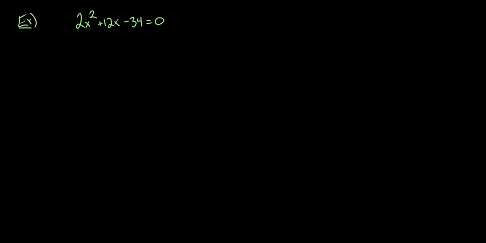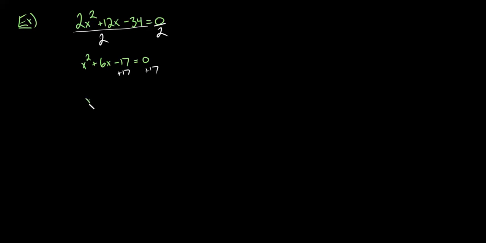So what we need to do is to divide everything, each side, through by our leading coefficient. So I'm going to divide each side by our leading coefficient of 2. And what that would end up getting us is x squared plus 6x minus 17 is equal to 0. And now from here we can go ahead and move our constants over to the other side. So I'm going to go ahead and add 17 to each side.